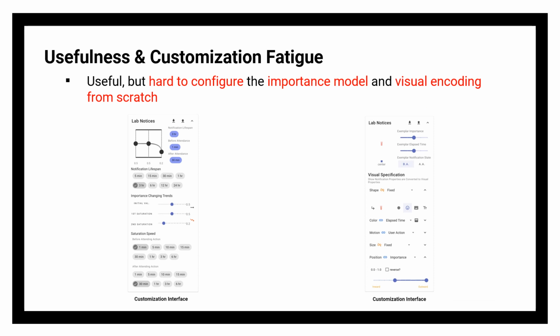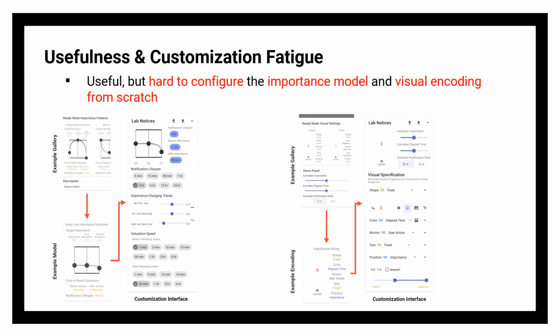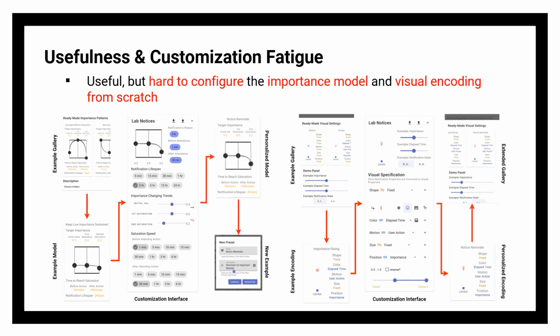Third, they thought DataHalo useful, but felt hard to configure the importance model and visual encoding from scratch. Based on their feedback, we prepared predefined importance models and visual encodings. Moreover, we supported users to extend examples with their custom models and encodings.